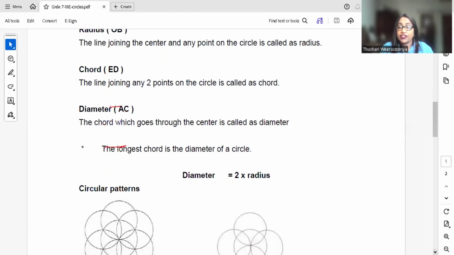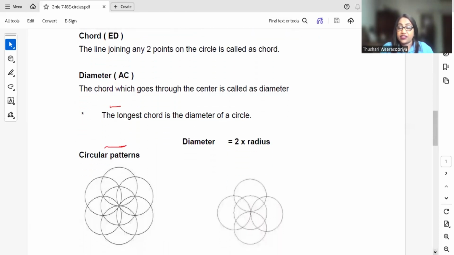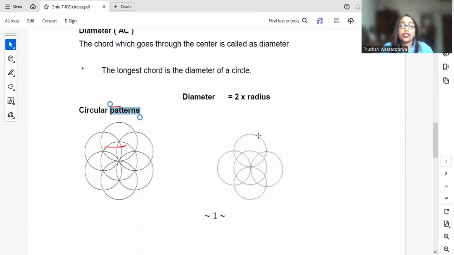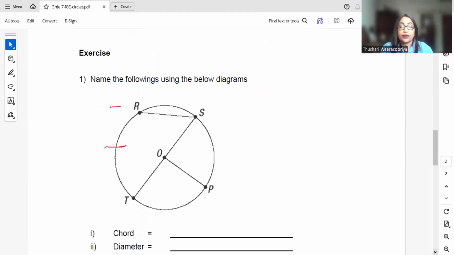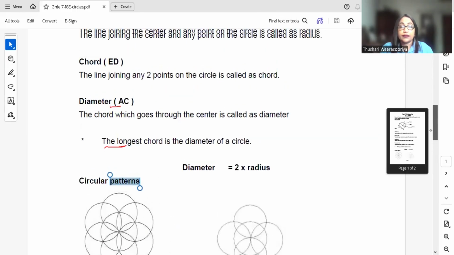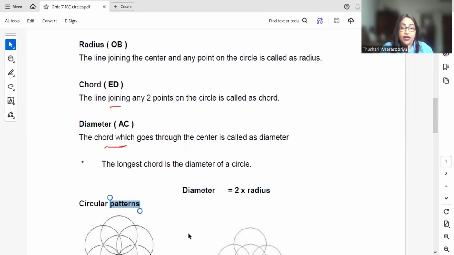Right. Now we go to circular patterns. That's very interesting. By using the pair of compasses, you can draw a lot of circular patterns. Okay? Right. I'll try. Now, using the pair of compasses, you can draw a lot of circular patterns, as I said. Just a minute, I'm trying to draw.